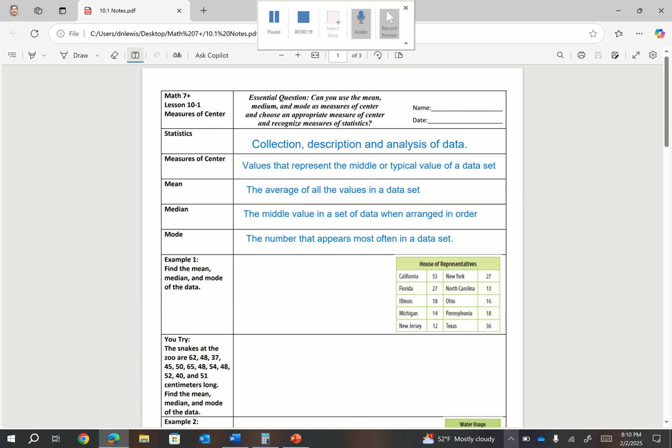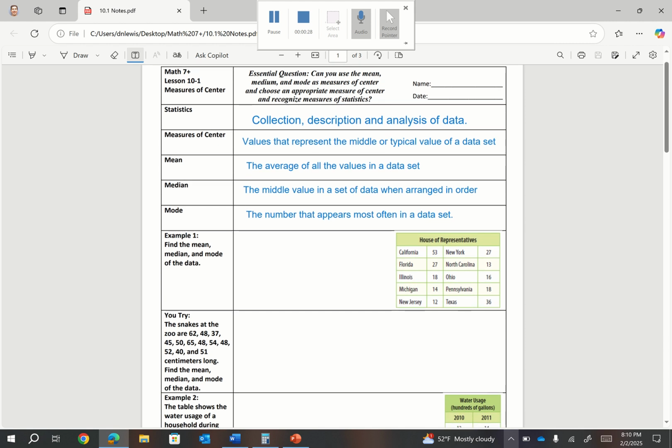All right, so statistics is a collection, description, and analysis of data. We will also be making inferences about the data. Measures of center is what we're learning about today. Those are values that represent the middle or typical value of a data set. So mean, median, and mode are all measures of center.